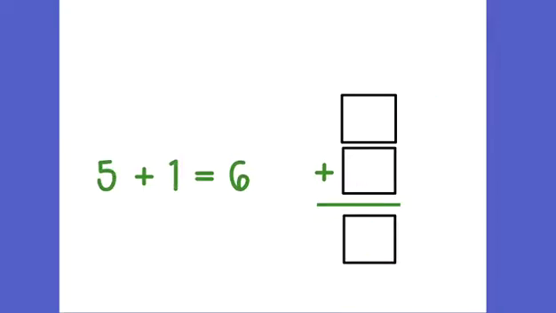Let's try another one. This time we're going to move it from going across to up and down. 5 plus 1 equals 6. My add-ins are 5 and 1, so I'm going to move the 5 over here. Plus 1. I'm going to draw dots to check and make sure that the answer was right. 1, 2, 3, 4, 5, 1. I'm going to put the bigger number in my head, 5. 1, 2, 3, 4, 5, 6. The answer was correct, 6. The sum is 6.